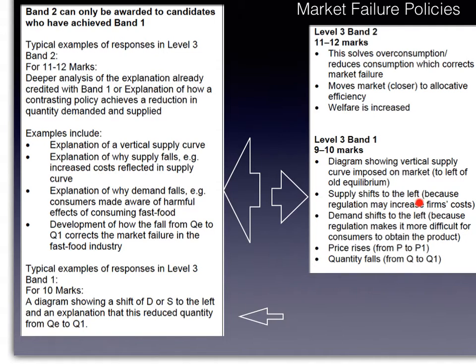You might say the supply shifts to the left because it increases the costs. You might say demand shifts to the left because it's more difficult to obtain the product. Price rises, you might identify, and even the quantity falls. But unless you say this solves the consumption and it reduces consumption, unless you say this is a reduction in the consumption in the market on the consumer side, then you're not going to get to this magical band 2. So you need to say also it moves the market to be more allocatively efficient, and welfare is increased as well, possibly. But usually this would be sufficient to say it solves the problem.